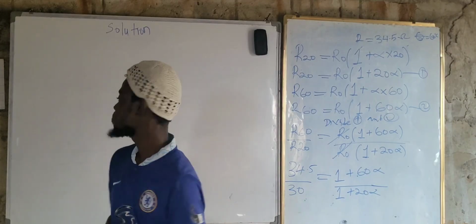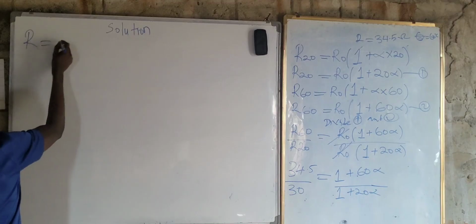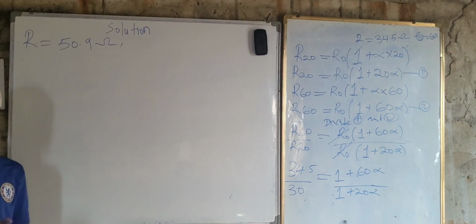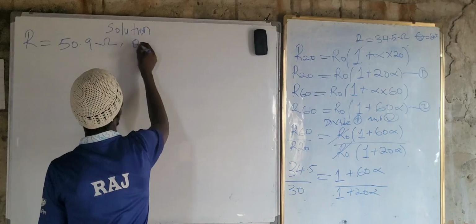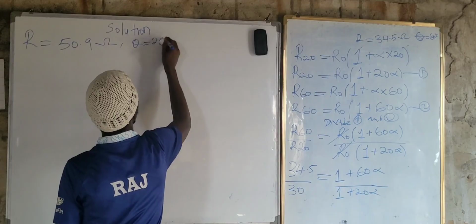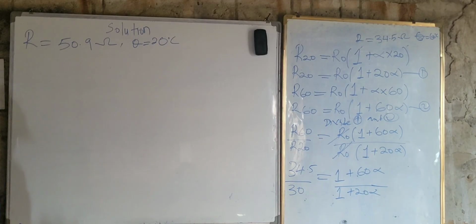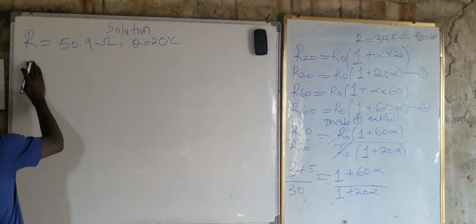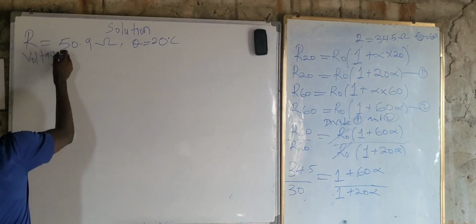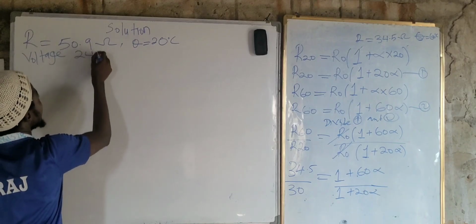So look at this one here. This resistance is equal to 50.9 ohms, and it has a temperature of what now? Theta here is now equal to 20 degrees Celsius. Are we okay here? Yeah, continue the question, sir. When operating on a 240 volt supply. Now, voltage here, on PD. Voltage is 240 V.